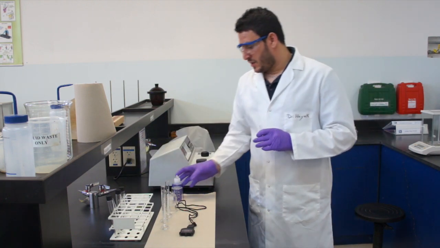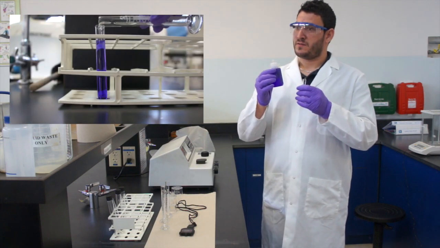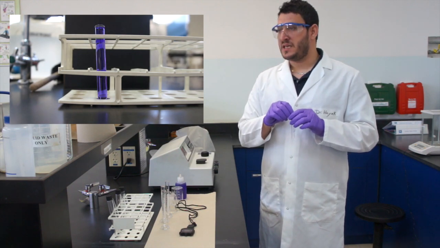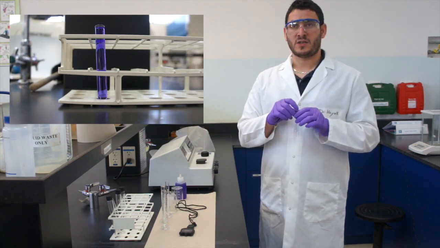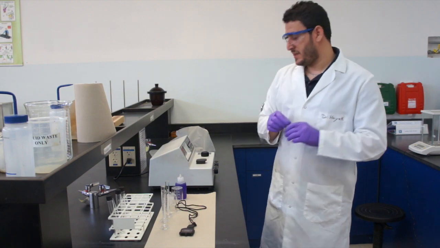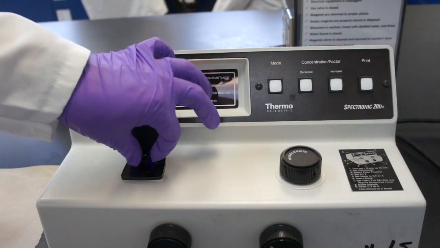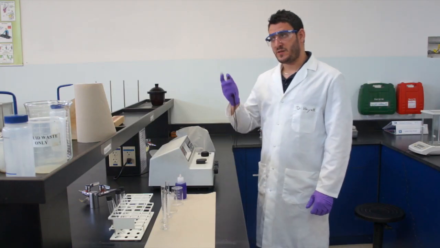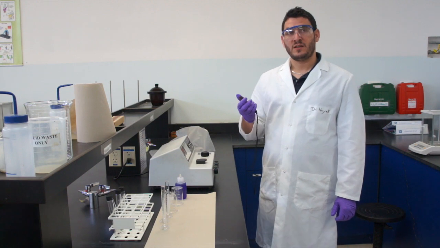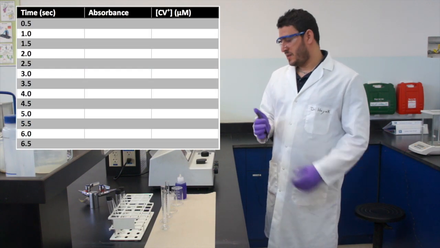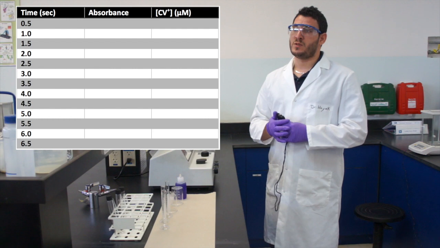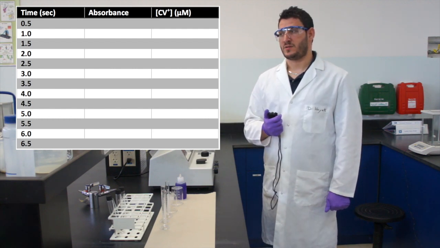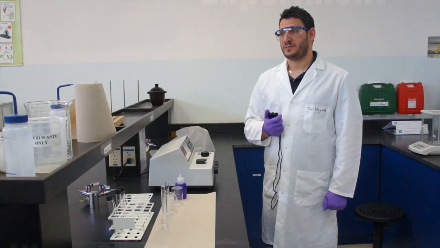Your experiment, you will put 6 milliliters of CV plus, and then add to it 4 milliliters of sodium hydroxide. You shake the tube a little bit and quickly insert it into the spectrophotometer and start your timer, because the reaction will start, okay? Every 30 seconds, you will be taking the reading of the absorbance and write it down in the table, data collection, okay?